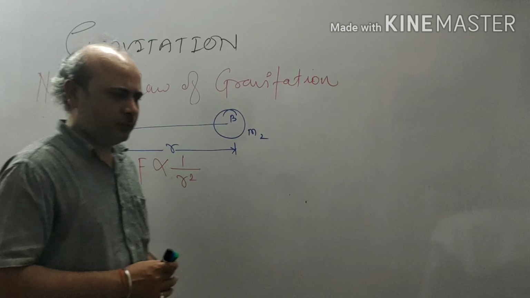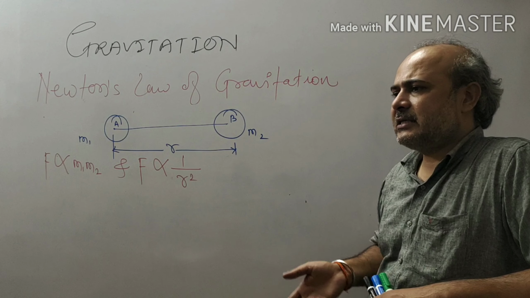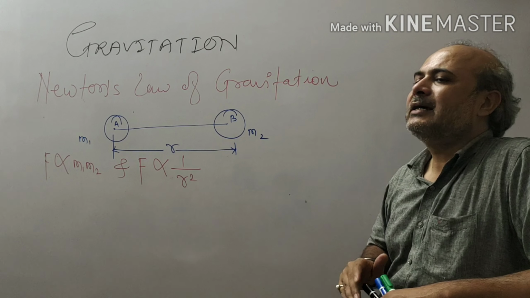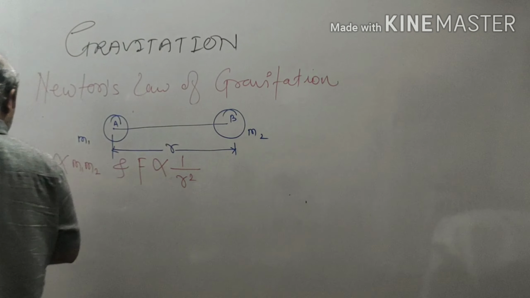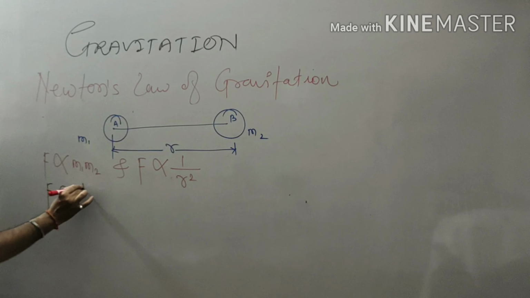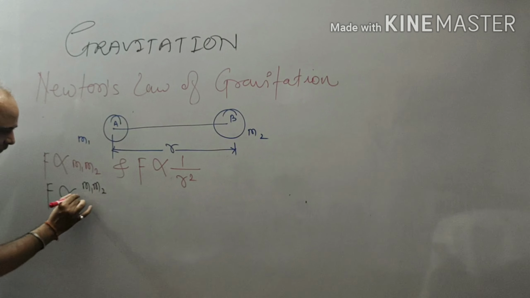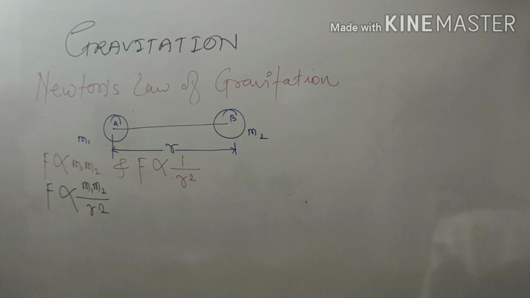Means you can say that force is directly proportional to the product of their masses, and force is inversely proportional to the square of the distance between them. Now friend, I will combine these two forces. So force is directly proportional to m1 m2 divided by r square. Clear? So this force is directly proportional to the product of their masses m1 and m2 and inversely proportional to the square of the distance between them.